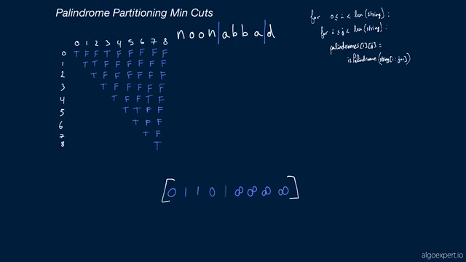Or let's check if we can do better. How do we check if we can do better? Well, it turns out here, because this is going to be 1, we can't really do better. But let's just check for the sake of argument. What do we have to do?